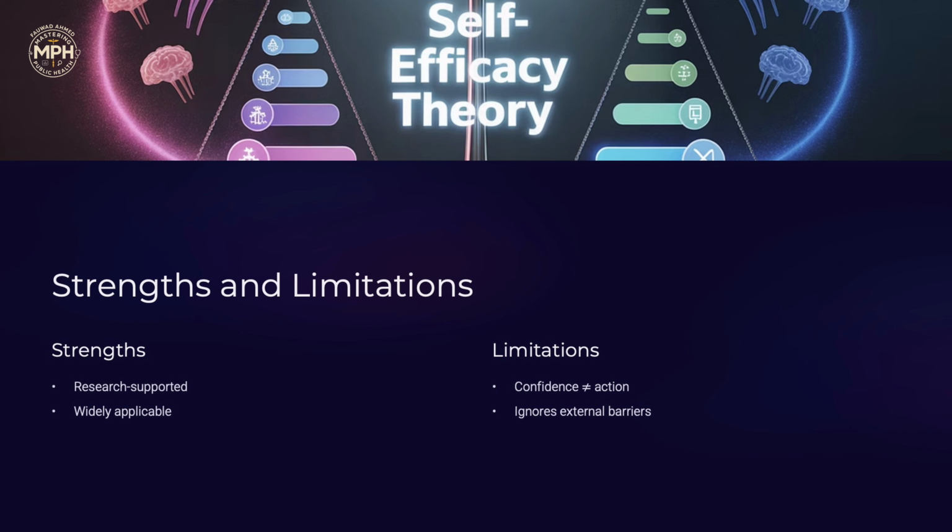Seventh is strengths and limitations of self-efficacy theory. Strengths: supported by decades of research. Easy to apply across diverse populations and behaviors. Helps explain why people succeed or struggle with change. Limitations: confidence does not always equal action. Environmental or structural barriers may still get in the way. Self-efficacy may be high, but without access to resources, behavior change can still fail. That's why it's important to use self-efficacy theory along with other models and strategies.